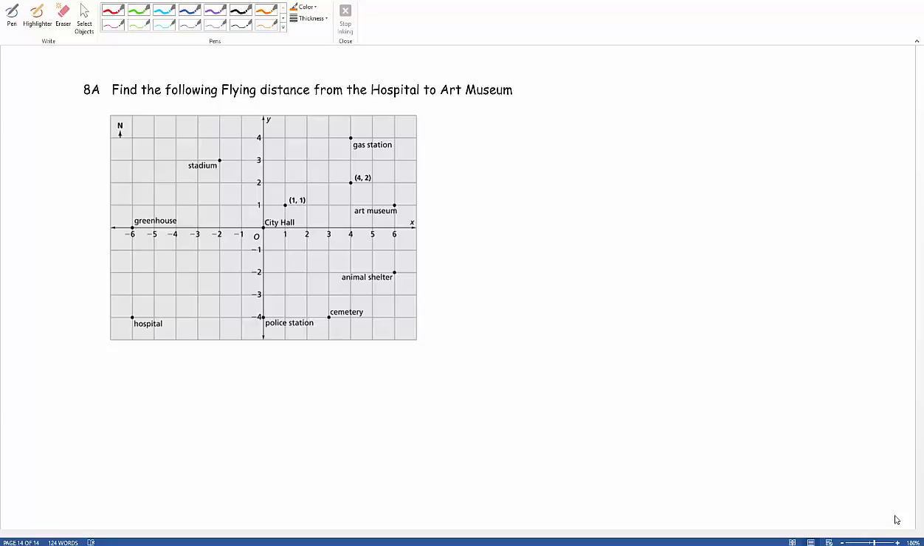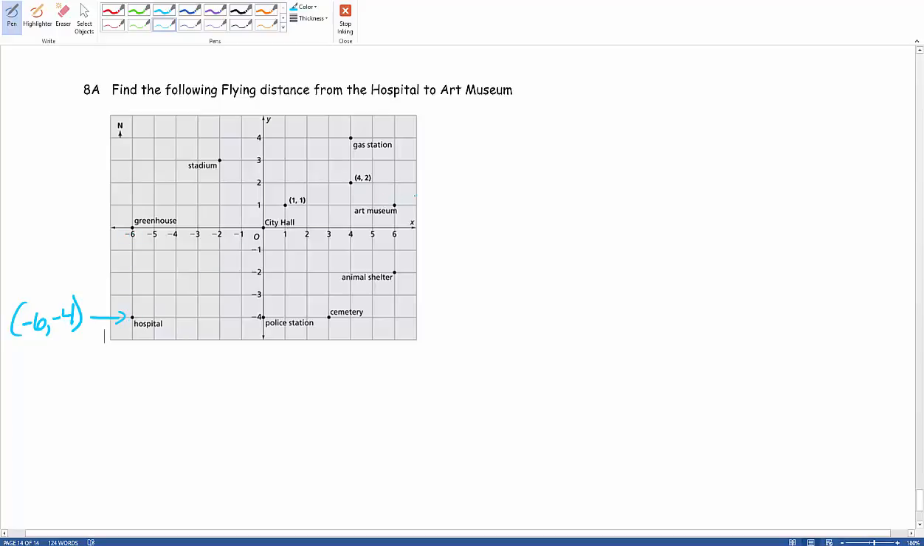Here we are at our chapter 1, target 4, problem 8a. We're asked to find the following flying distance from the hospital to the art museum. And just looking at this, we do notice that our hospital happens to reside right here at the x value being -6 and our y value being -4. So again, for the hospital, it is located at our point -6, -4.